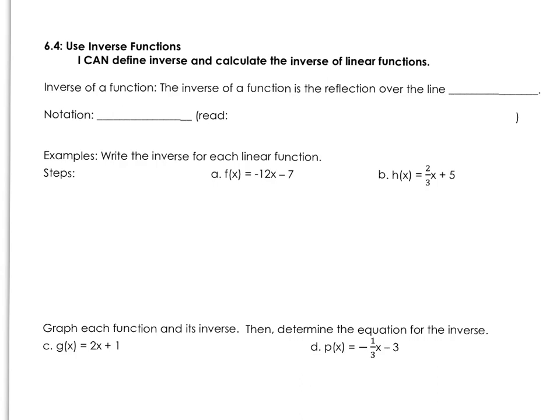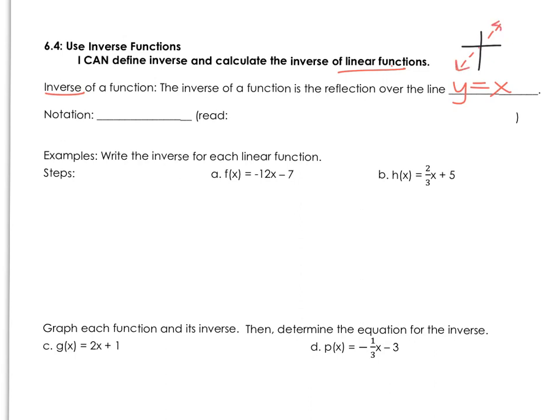We're going to switch gears a little bit in Chapter 6, in 6.4, use inverse functions. In this lesson, our functions will all be linear. Now, the definition for inverse of a function is the reflection over the line y equals x. Now, on a coordinate system, if we were to sketch the graph of that reflecting line, the line y equals x goes diagonally right through the middle with a slope of 1.